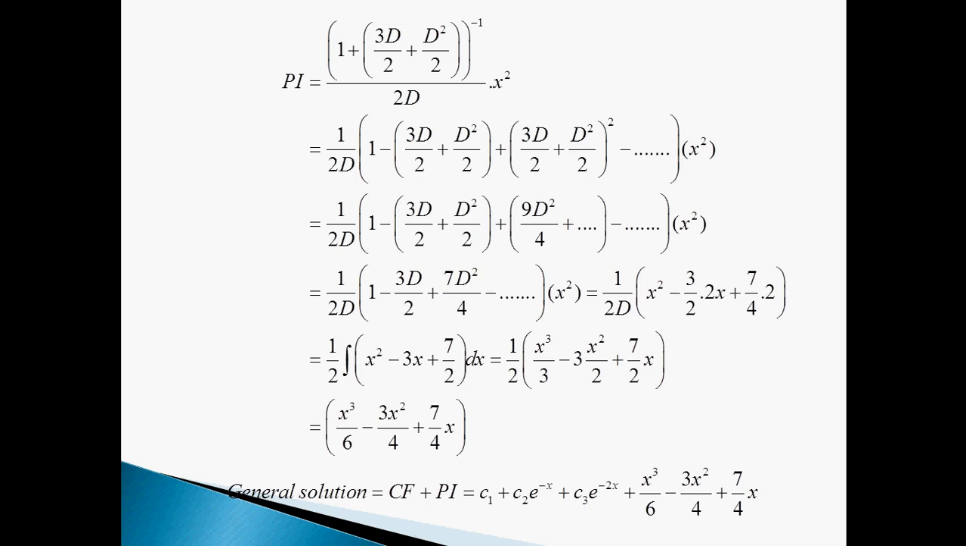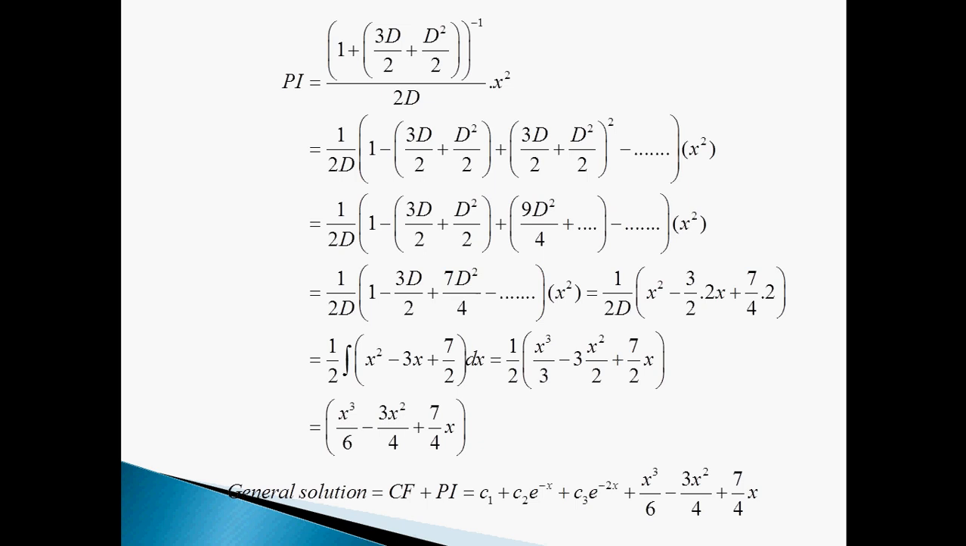Now we multiply x square in each term. We multiply by 1, x square; we multiply x square into 3D upon 2, which means one time differentiation, 2x; and we multiply by D square, which means two time differentiation, it's 2. Now it is equal to 1 upon 2D (x square minus 3x plus 7 by 2). Here 1 upon D is present, so we integrate one time, which is equal to 1 upon 2 integral of (x square minus 3x plus 7 by 2) dx.